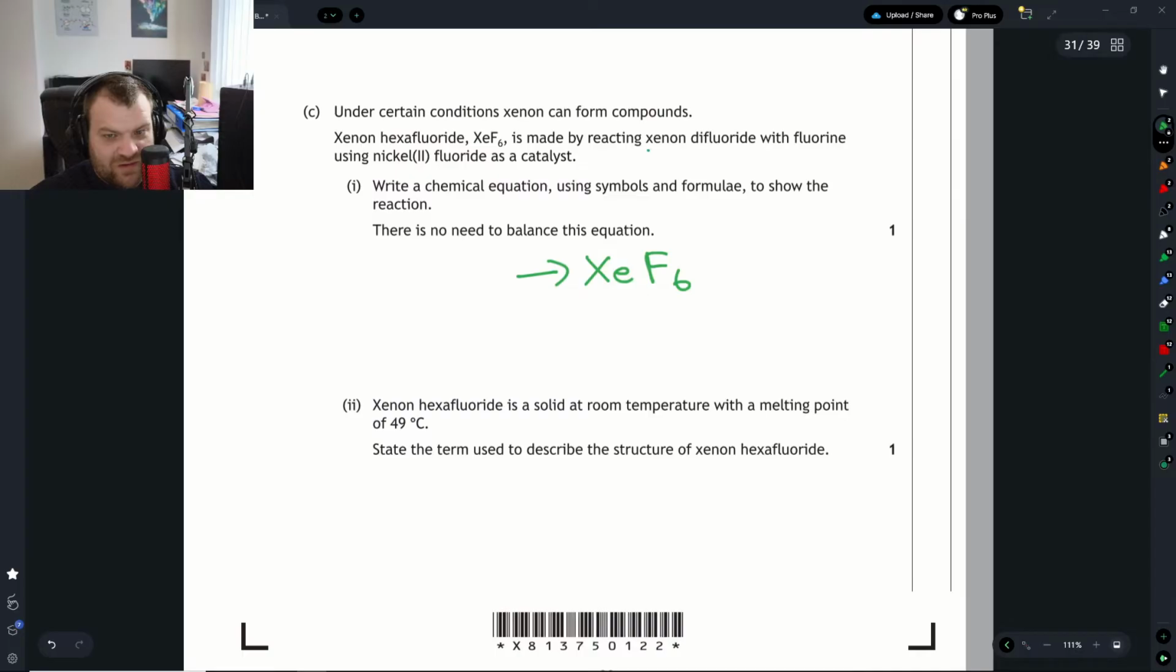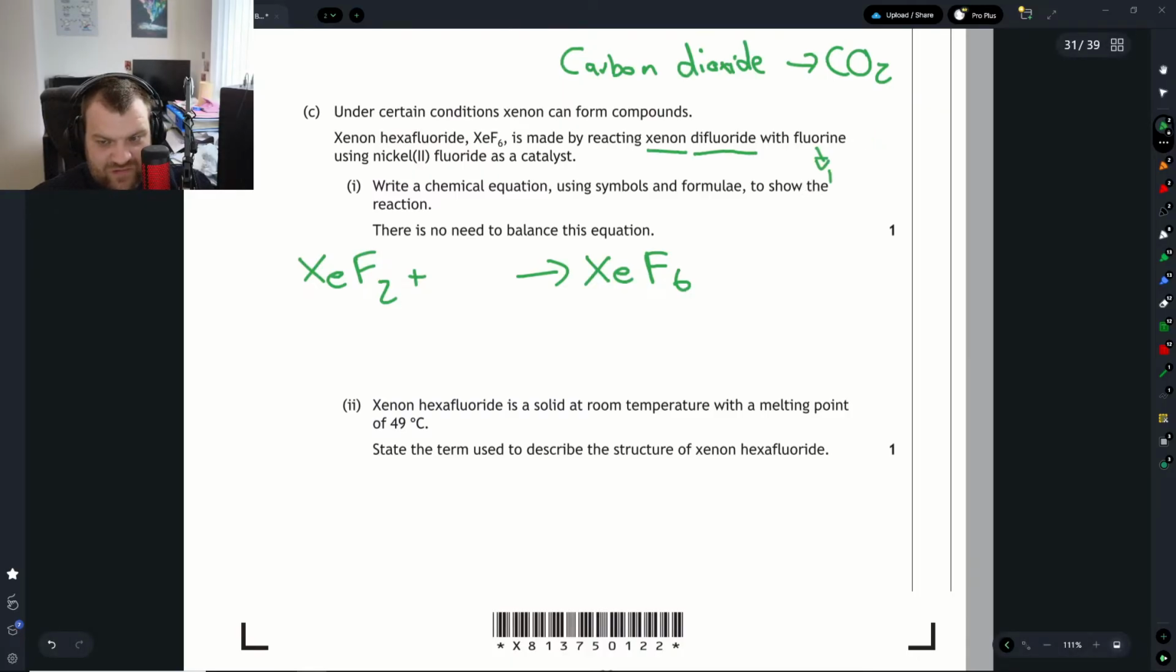By reacting xenon difluoride. Di, like carbon dioxide, is CO2. It's carbon and two oxygens. So if we've got xenon difluoride, it'd be XeF2 plus fluorine. We need to be conscious of the fact that that is diatomic. That means that it exists as F2. If you just put F, you would be incorrect.